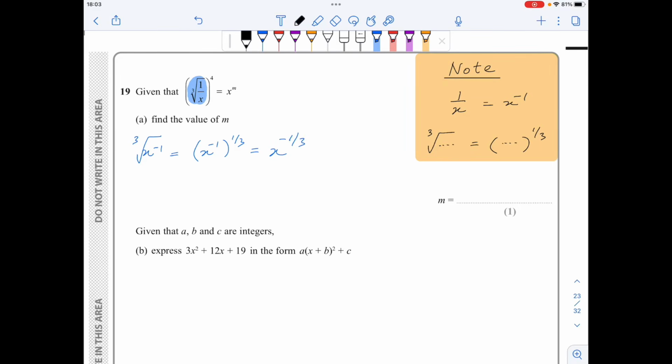Hence, I have a bracket to the power of 4, x to the minus 1 over 3 to the power of 4. Again, we'll multiply the powers and get x to the minus 4 over 3. And since this is equal to x to the power of m, that means m is minus 4 over 3.